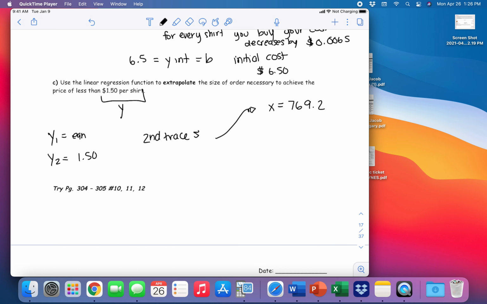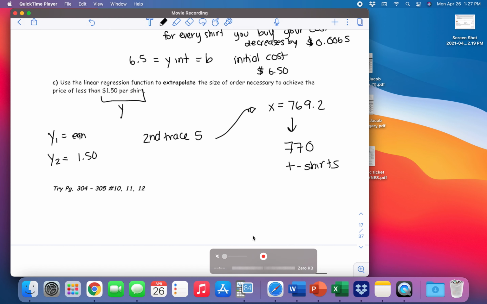But in order for us to reach $1.50, we have to round up. We need to order more t-shirts. So we're going to have to order 770 t-shirts for us to actually be $1.50 or less. So we're going to get charged less the more t-shirts we buy. So we actually have to round up for our final step. Okay, so the biggest thing is, instead of writing 769, because logically we would want to do that, we want to round up because we need to reach a cost of $1.50 or less. There you go, 770 t-shirts. So that's our final answer.